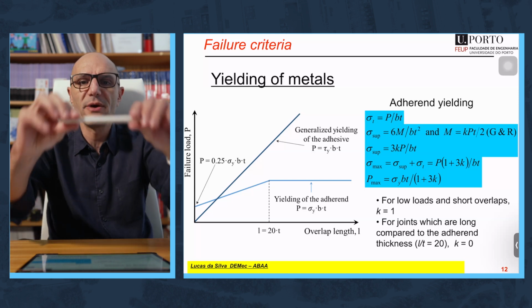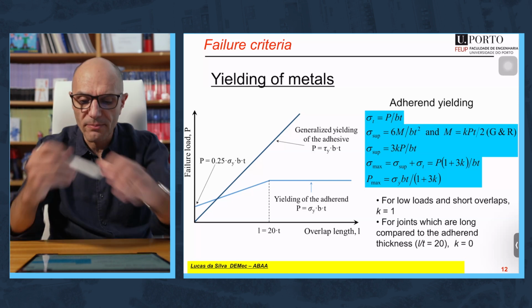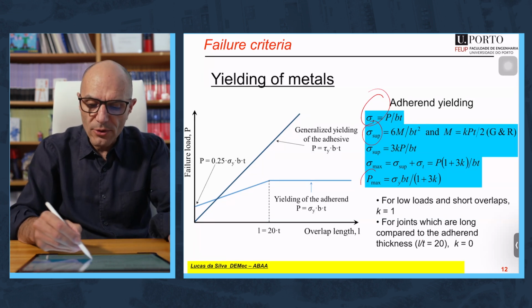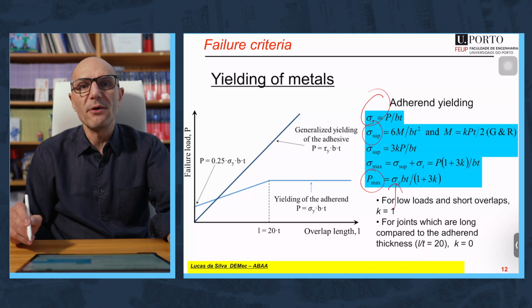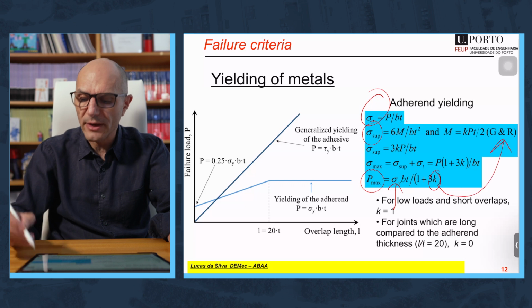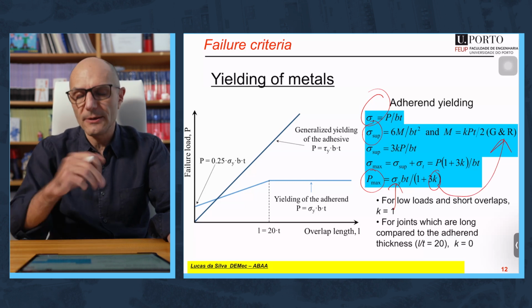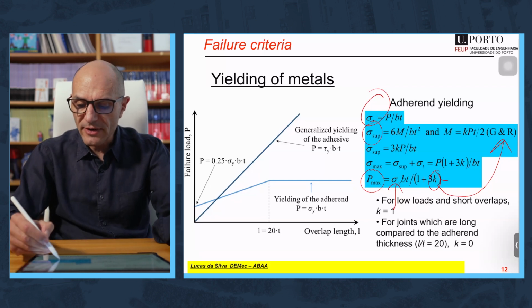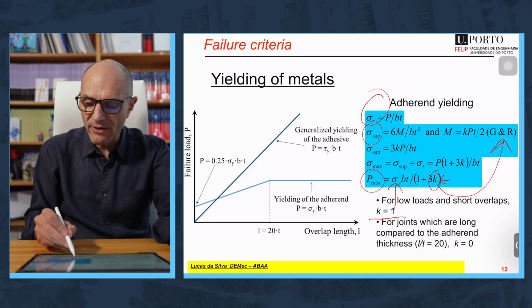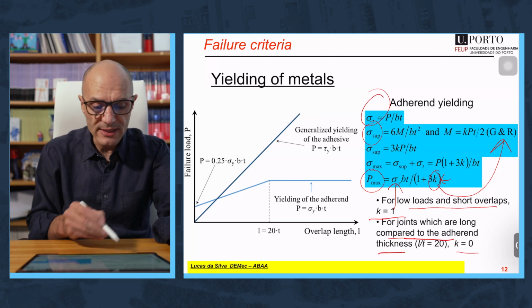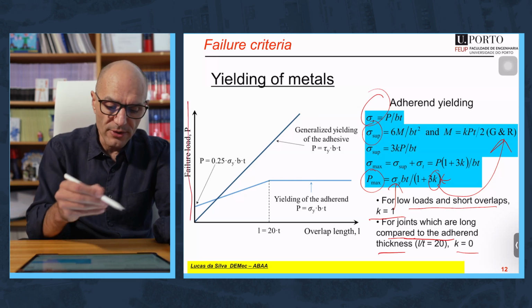Well, it's very, very simple. You have the tensile component and you have the bending component. So tensile and bending, you add the two and then you calculate the load for the case where you have yielding of the adherent. There is a factor K that appears that is related to the Goland and Reissner factor that was calculated previously. But you can simplify the expression and you can say that this value K is equal to 1 when you have low loads and short overlaps, or 0 when you have a long joint when compared to the adhesive thickness. The two cases are represented in this graph, load versus overlap.